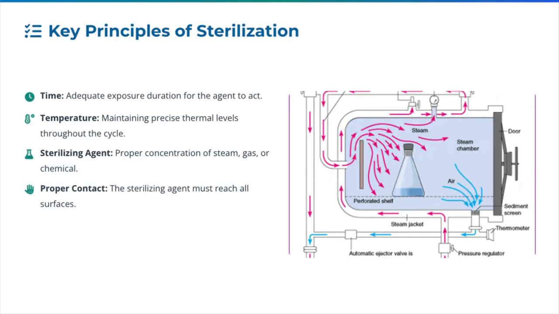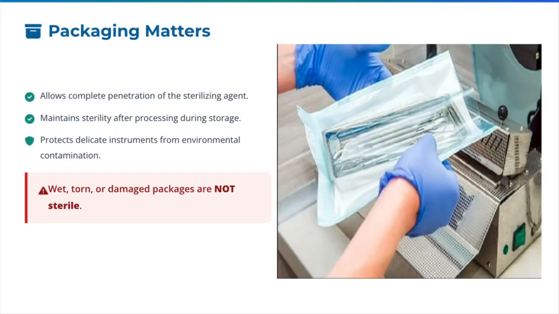Effective sterilization relies on several principles: adequate time for exposure, maintaining precise temperature levels, using the correct concentration of the sterilizing agent, and ensuring proper contact so the agent reaches all surfaces. Packaging matters significantly. Proper packaging allows the sterilizing agent to penetrate while maintaining sterility during storage and protecting items from contamination. Remember, wet, torn, or damaged packages are not sterile.